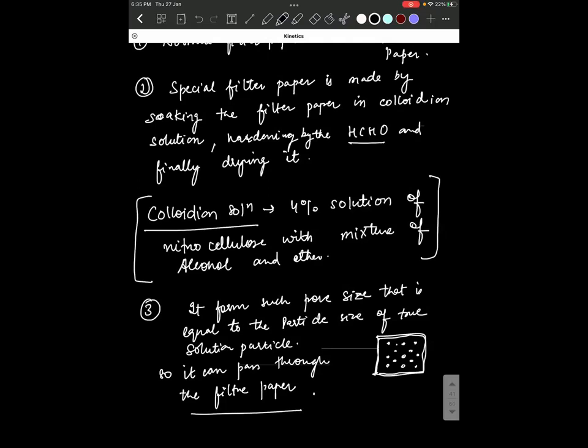Okay, have you noted it down? Yes, ma'am. Now we will be moving to the properties of colloids, and in the properties of colloids, we will be doing 4 of its properties. Okay. Properties of colloids. Okay. So the first property is colligative property.